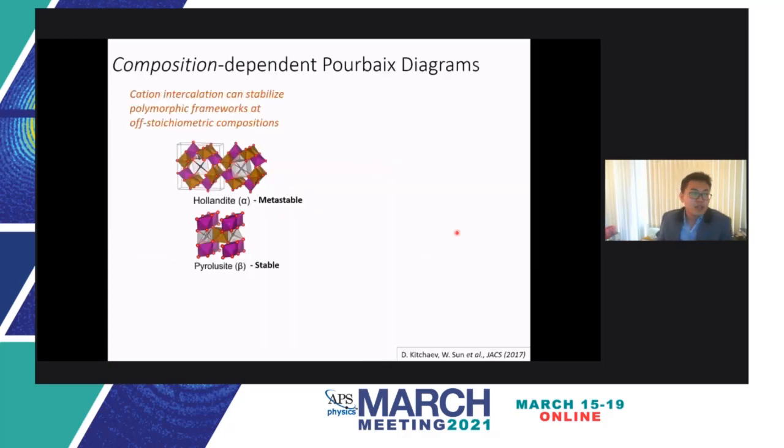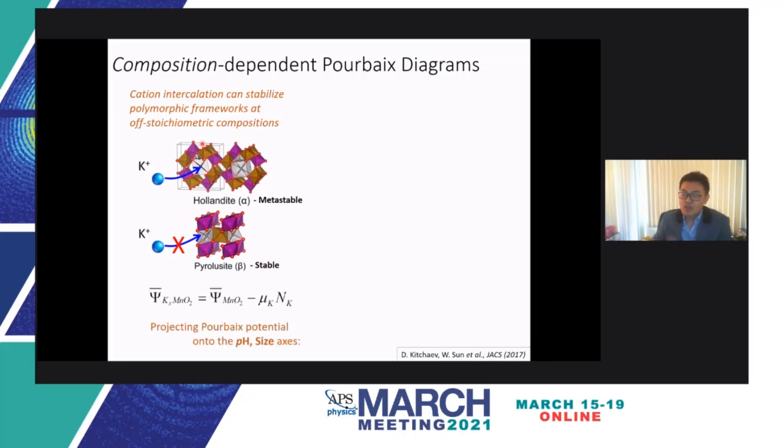Here's another example. These are two manganese oxide polymorphs, pyrolusite, which is the equilibrium phase, and then hollandite, which is a metastable phase. Now, hollandite is metastable, but if I put it in a solution where there's a lot of potassium ions, potassium's like this big fat ion, right? And potassium cannot fit into the pyrolusite holes, but it can very happily go into the hollandite holes, okay?